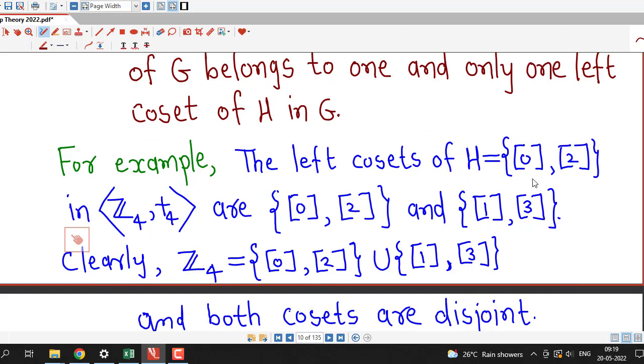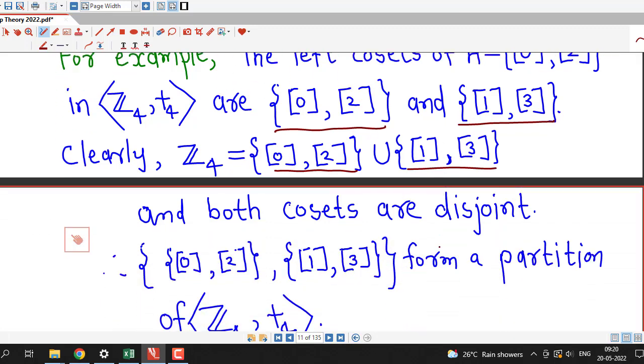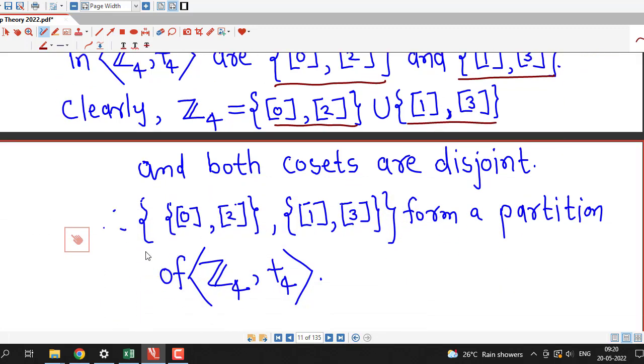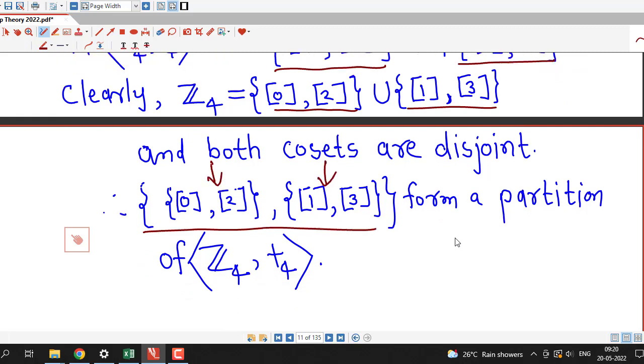The left cosets of H = {0, 2} in Z4 are these two sets. These two sets are left cosets of this subgroup H, and Z4 can be written as the union of these two left cosets, and both are disjoint. So this set, which contains two sets that are left cosets, forms a partition of Z4 with respect to addition modulo 4.